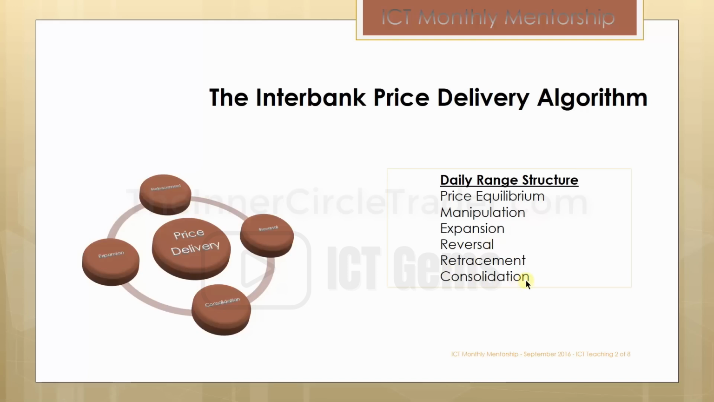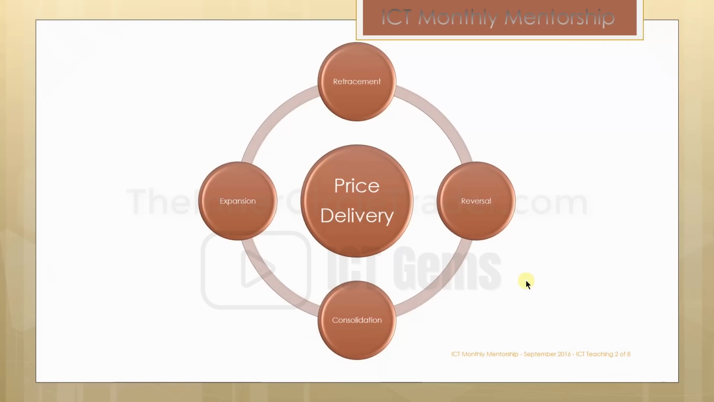So we can see the interbank price delivery algorithm on a daily basis by studying these events and then seeing it over a period of time. You'll know what is most likely to happen. Now let's look at it a little bit further. If we're looking at price delivery, and this is the model that comes by way of my understanding of how the interbank feeds price to everyone.